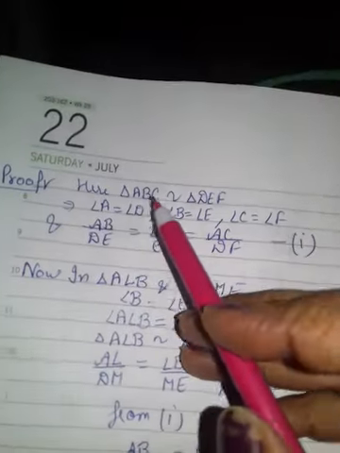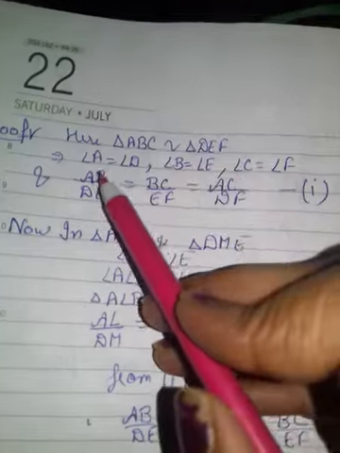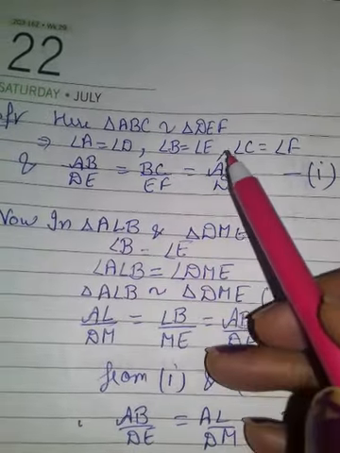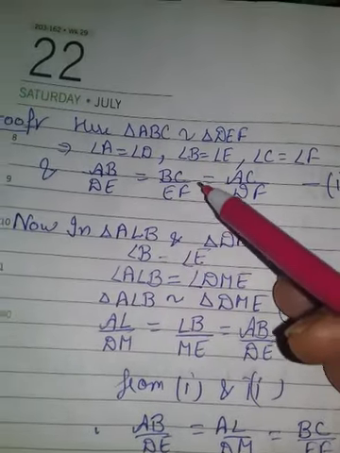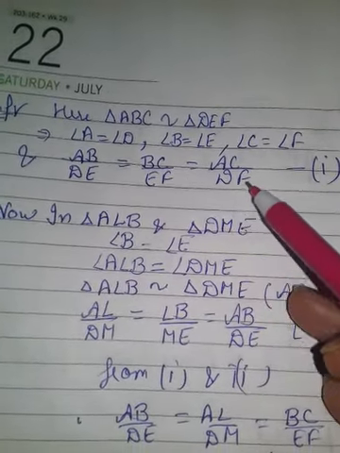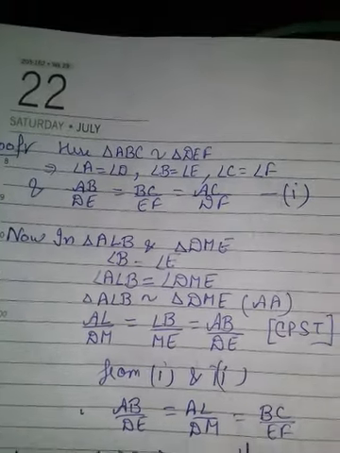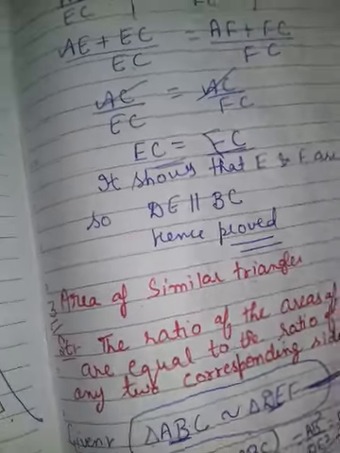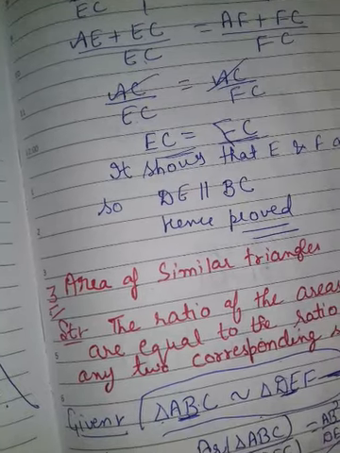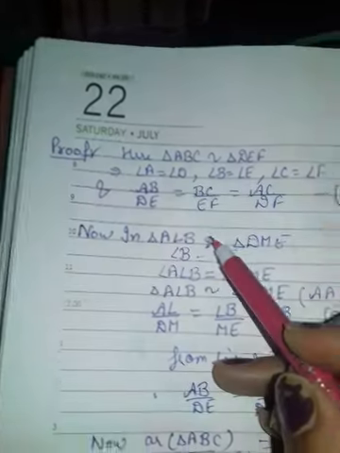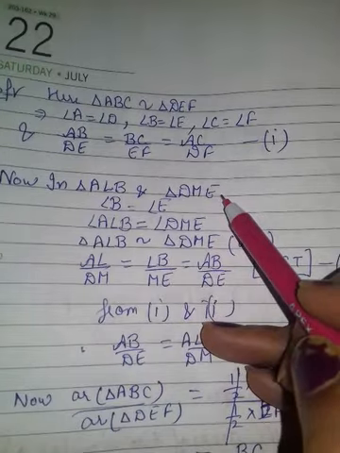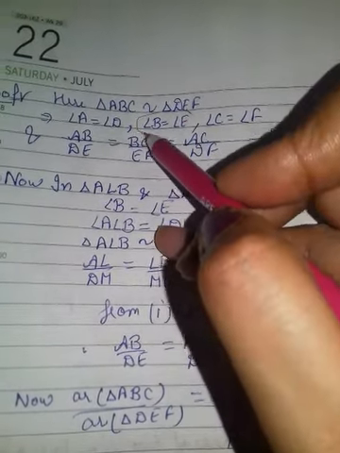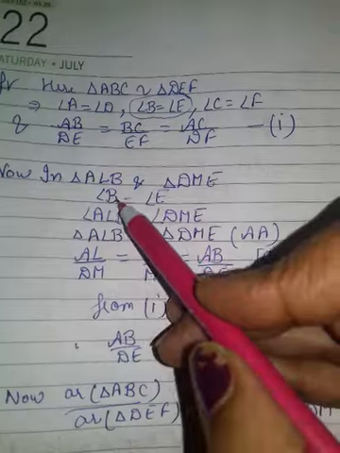Yes, I have done this thing. If these two triangles are similar, then the corresponding angles are also equal, and the ratio of the corresponding sides is also equal. Now we have taken these two triangles ALB and DEM. In triangle ALB and triangle DME, one thing: angle B is equal to angle E. Why? Because we are given that these two triangles are similar.